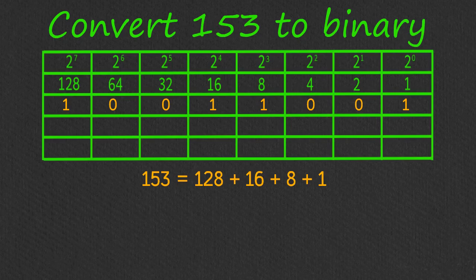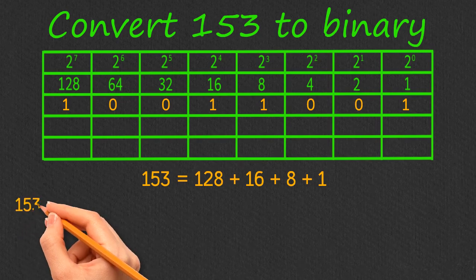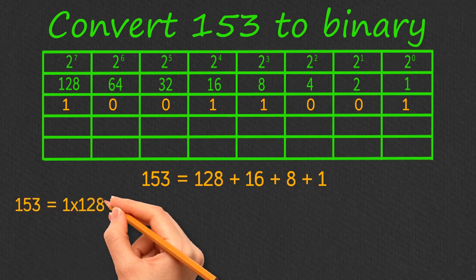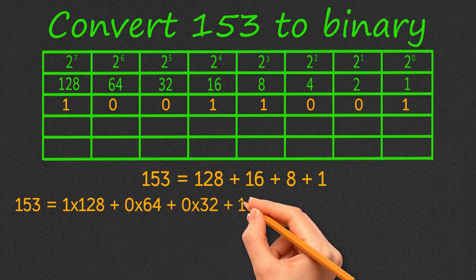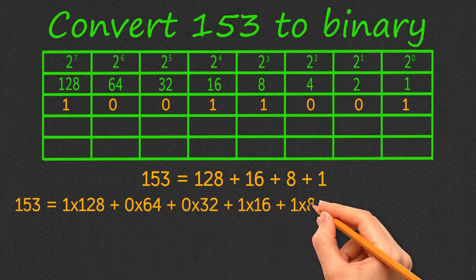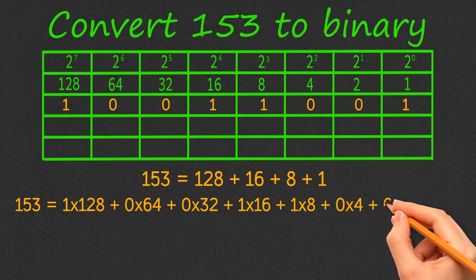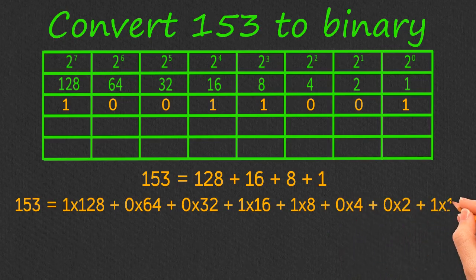Now let us remind ourselves what the filled table actually means. 153 is equal to 1 times 128 plus 0 times 64 plus 0 times 32 plus 1 times 16 plus 1 times 8 plus 0 times 4 plus 0 times 2 plus 1 times 1. This gives us a way to check if we did the conversion correctly. You just have to add up the sum from the place value table again and you will see if you have made a mistake or not.